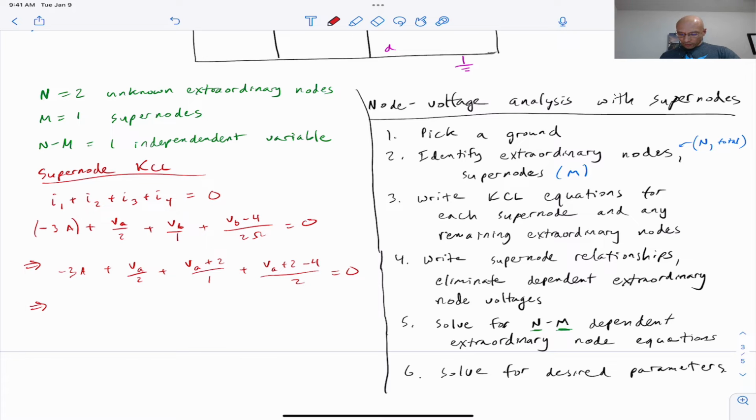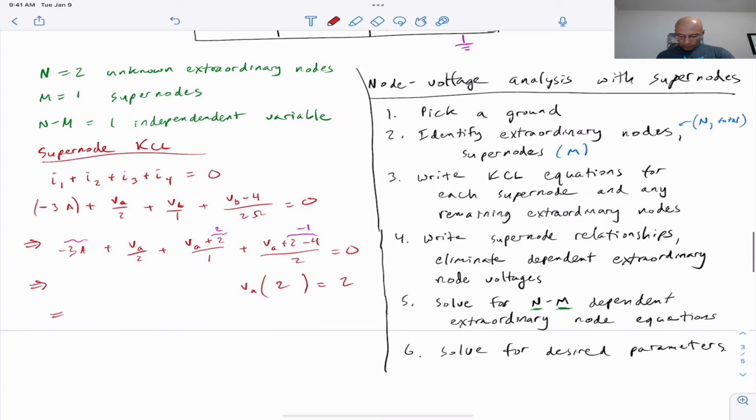And now we have, as you can see, only one independent voltage, and one equation is enough to solve for this. We can push the constants to the right-hand side of the equation. So this gets me a 2 minus 4 is negative 2, divided by 2 is a negative 1. We have a 2 here and a negative 3. Gathering terms in VA, we should have a total of 2 times VA, and then we should have 2 on the other side. That leads us to VA equals 1 volt.